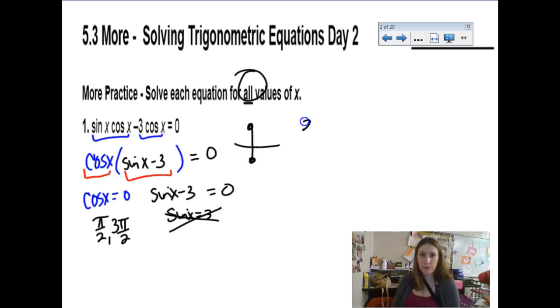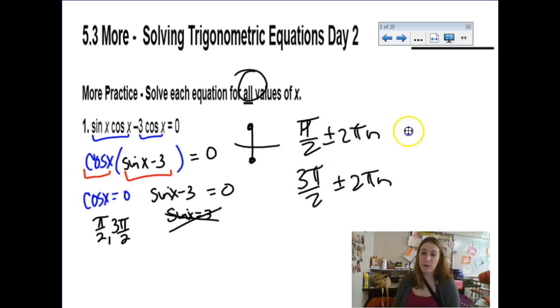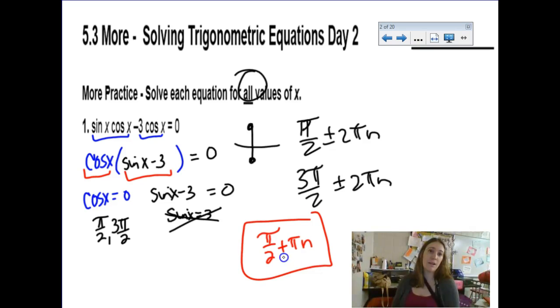So if you wrote down pi over 2 plus and minus 2 pi n, and then you wrote 3 pi over 2 plus and minus 2 pi n, I don't have a problem with those answers because I understand what you're saying. But what you're really doing is starting at pi over 2 and adding a half rotation, so you're adding a pi. So this is really the simplest way to write our answer, plus and minus.